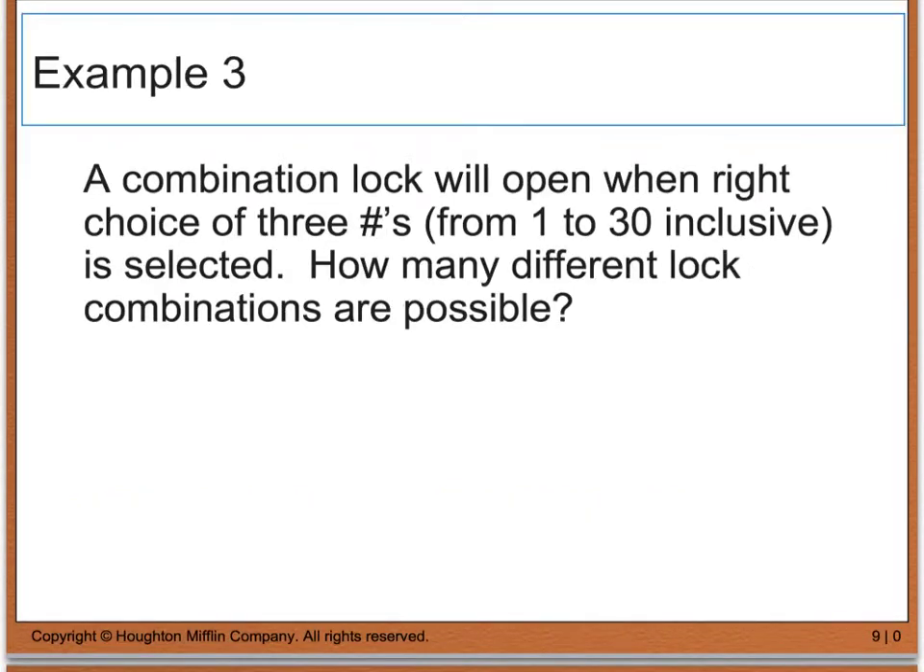So example 3 says a combination lock will open when the right choice of 3 numbers from 1 to 30 is selected. How many different lock combinations are possible? Now, what our fundamental principle just stated was that I need to look at how many times M1 occurs. And if I have the numbers from 1 to 30, I know that I have 30 possibilities. Now, when I come up with that second number in the combination, I again have the option of going from 1 to 30 to pick out a number. So I again have 30 possibilities.